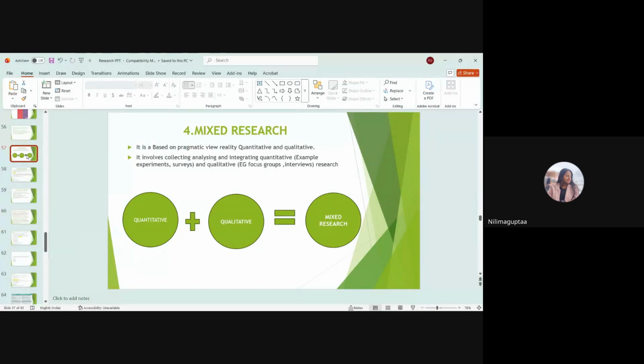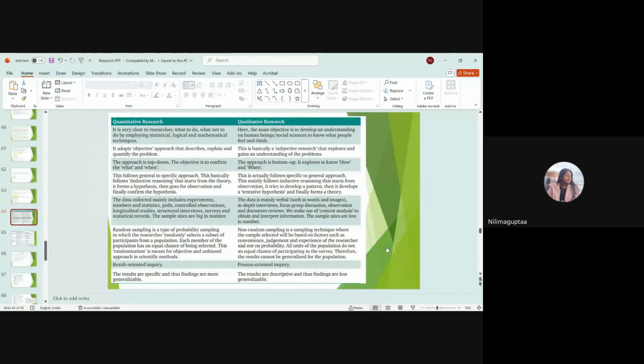Qualitative is mostly used in social science, and because research objectives and characteristics should be quantifiable and measurable, when in social science we use qualitative, we also add quantitative, numbers, into it, and we make it a mixed research. Clear so far? Now, this is the difference between quantitative and qualitative research.